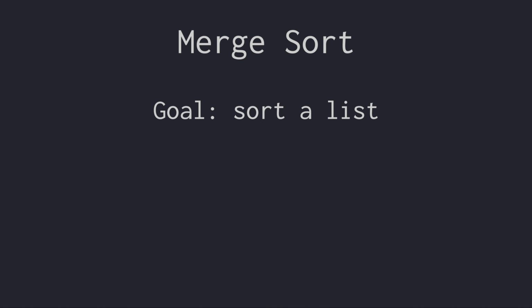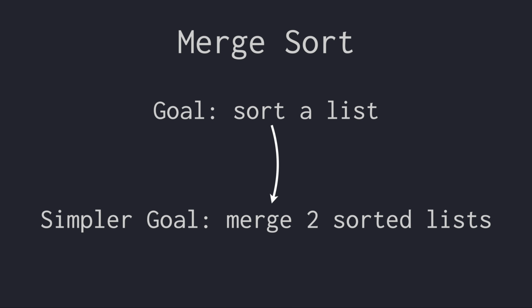So what makes merge sort different from other sorting algorithms besides what I already mentioned? Well, its goal is to sort a list, which is the same as any other sorting algorithm. But merge sort is unique in the sense that it tries to solve this goal by solving a simpler goal, which is to merge two already sorted lists. This idea of merging two sorted lists is crucial to understanding merge sort as a whole.